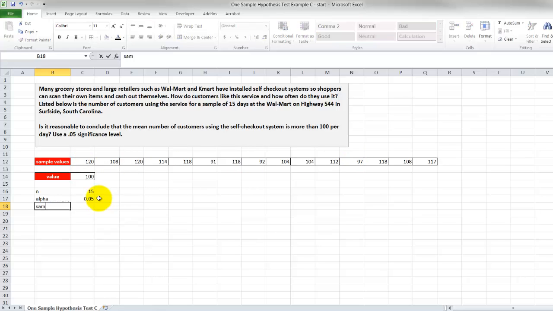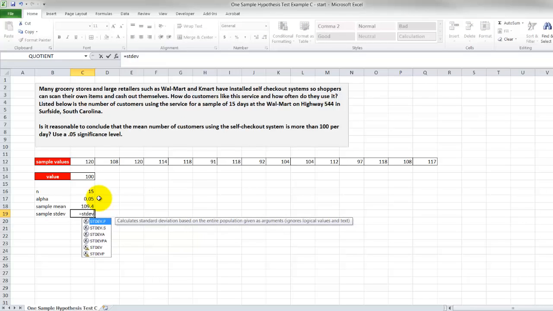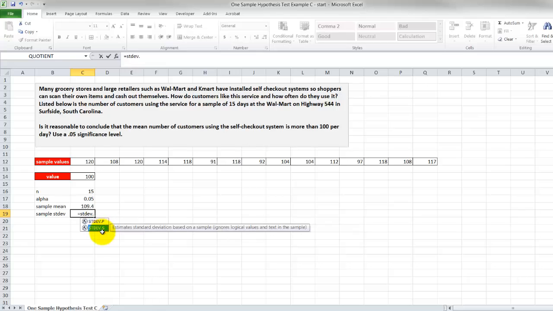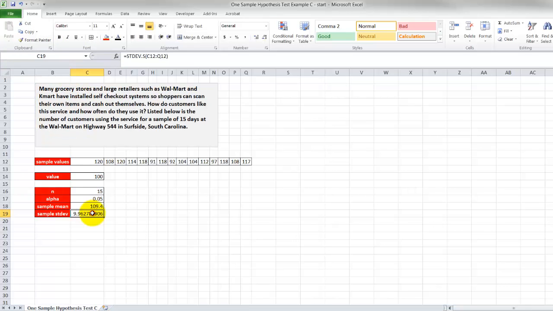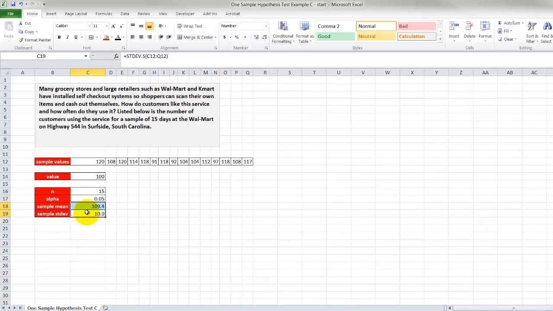So let's calculate the sample mean. It's going to be just an average of these sample values. The sample standard deviation is calculated with STDEV dot, and we have to make a decision here. Is this a population or is this a sample? Well, we were told it was a sample, so let's go ahead and use .S and calculate the standard deviation based on the values there. Okay, so after we apply some formatting to these cells, I'm just going to format these with 1 decimal place. That should be sufficient.